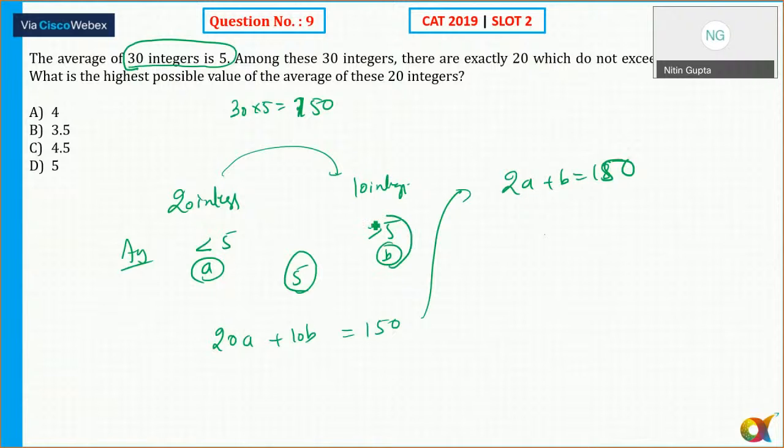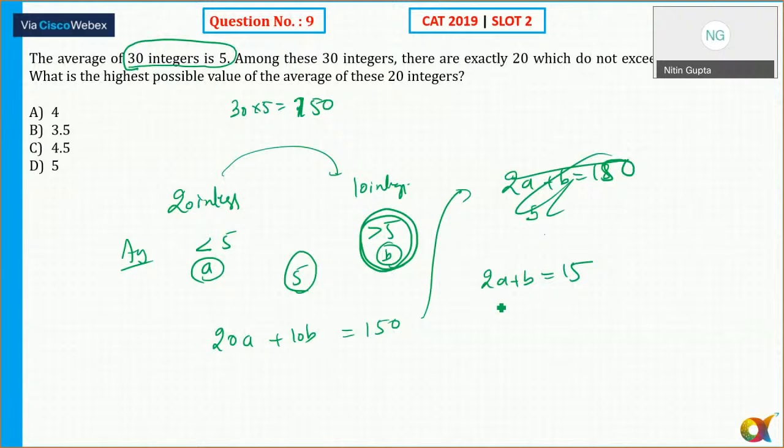Now this B has to be greater than 5, yes or no? So now I will solve using the options. For example, if I take a as 5, then 20a plus 10b equals the total. If I divide this equation by 10, 2a plus b is equal to 15 here.